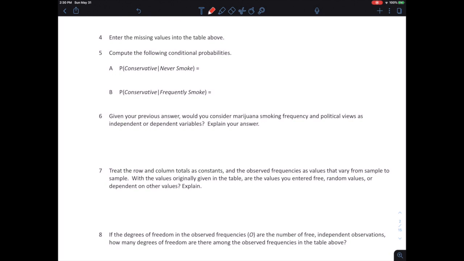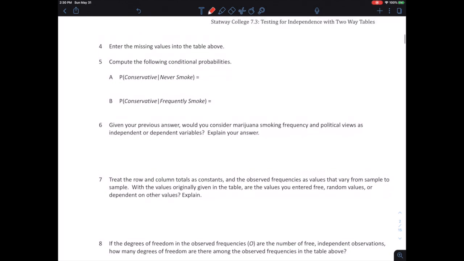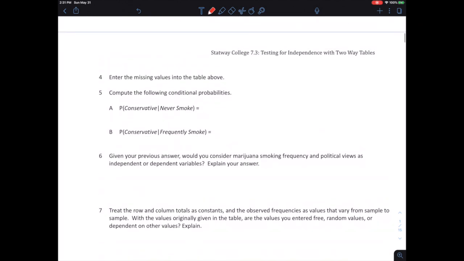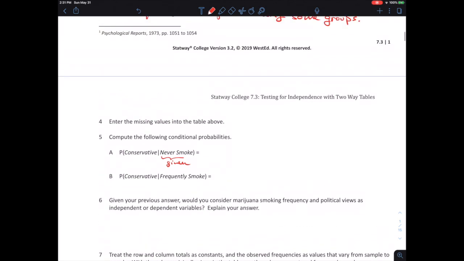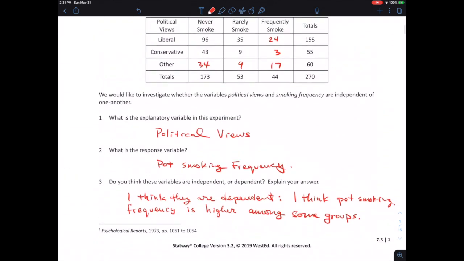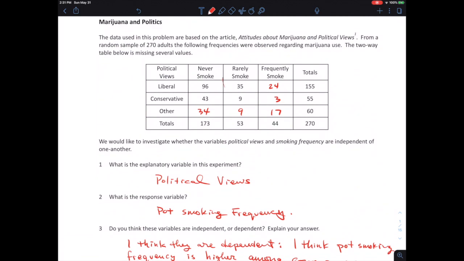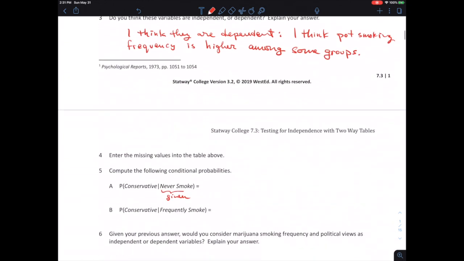It says compute the following conditional probabilities. Okay, the probability of being conservative given that we never smoke. So if it's given that the person never smokes, we're picking one of these at random. We're only looking at these people. It is given that we're working with a never smoker. And the probability that that person is a conservative is 43 out of 173. So we can just divide that here.